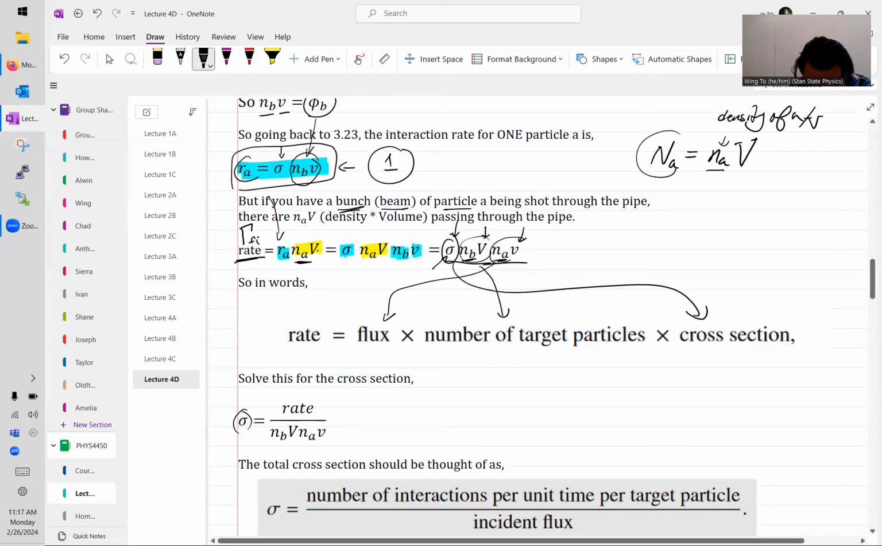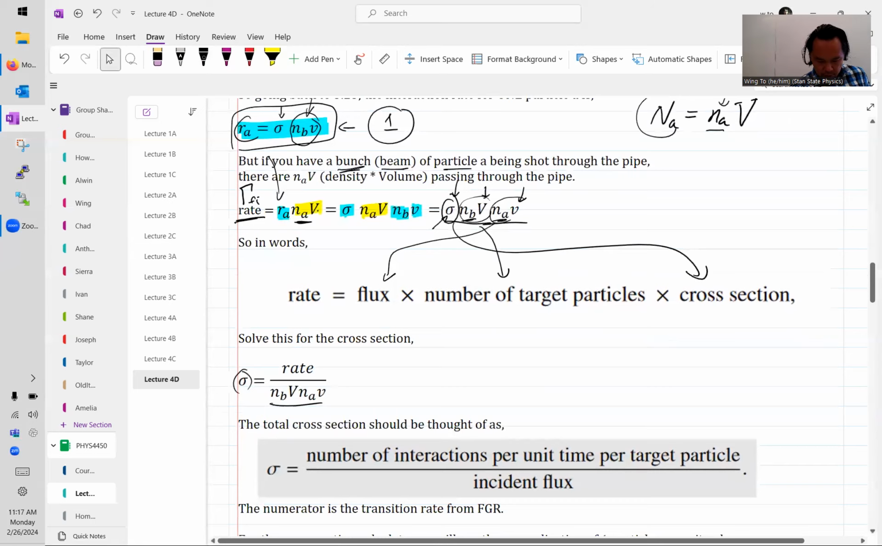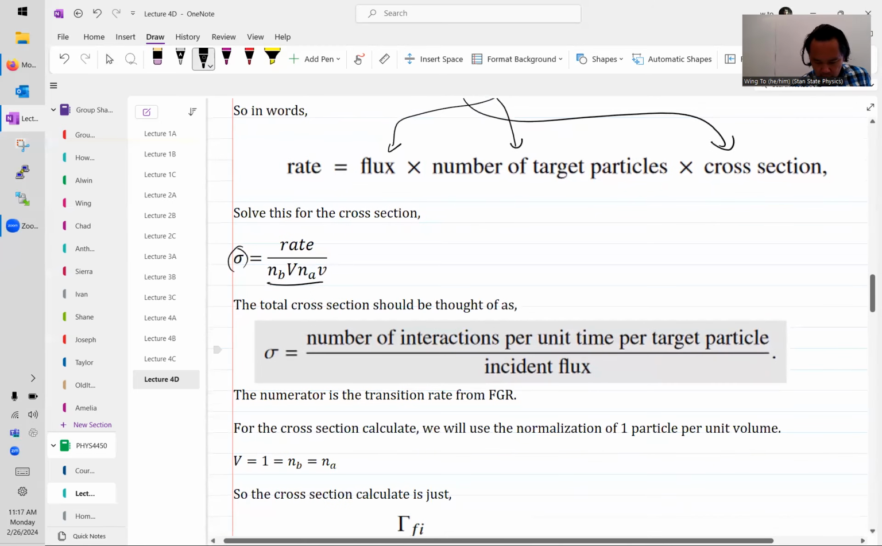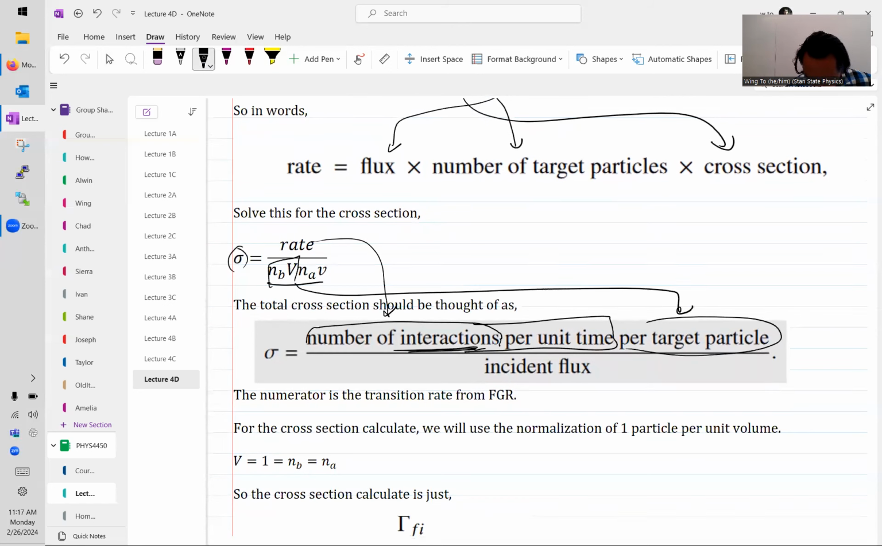We just divide both sides by all this complicated NB, NA, and then the two V's, one capital, one lowercase. So we can think about the cross-section as just the number of interactions, which is what this rate is, per unit time, because the rate is how many interactions per second, divided by the number of target particles, which is this piece here, and then the incident flux.